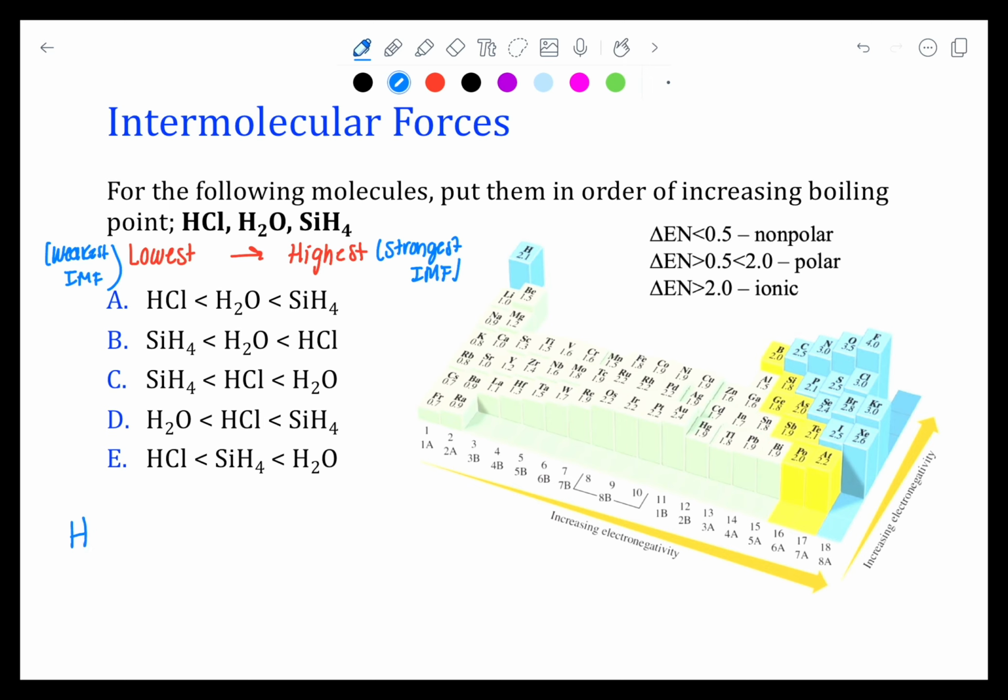So we have HCl. H is 2.1, Cl is 3.0, so the difference is 0.9, and that is a polar bond. It's not hydrogen bonding, so this is going to be dipole-dipole. Next up we have H2O, which we know already does hydrogen bonding. So it's polar, with hydrogen bonding there. And our last one is SiH4.